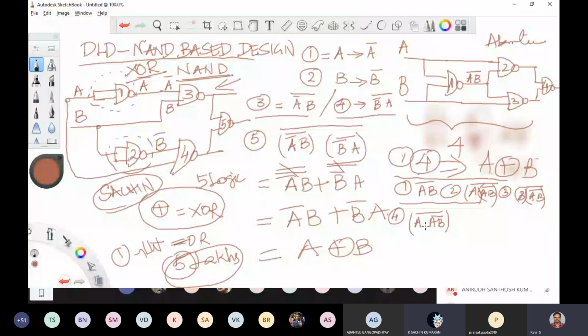Now, is it possible to solve this expression using De Morgan's? One minute. How many of you copied this first derivation, the 5 logic gate derivation? Hope everyone copied, right? I'll erase this portion. One minute.